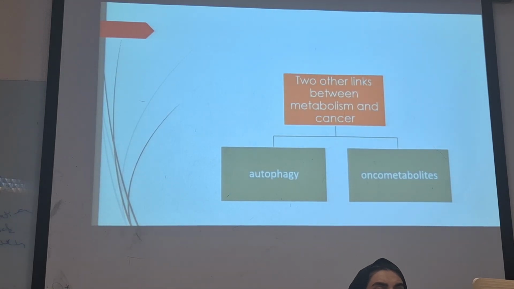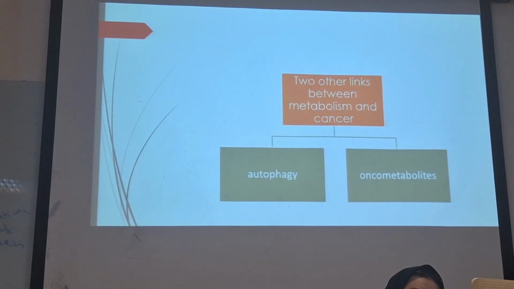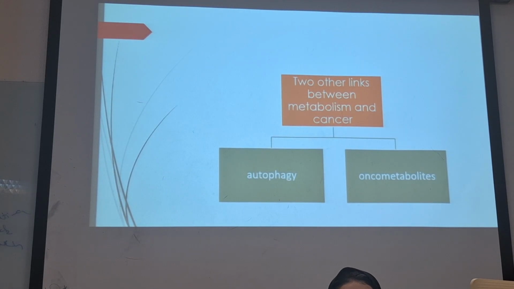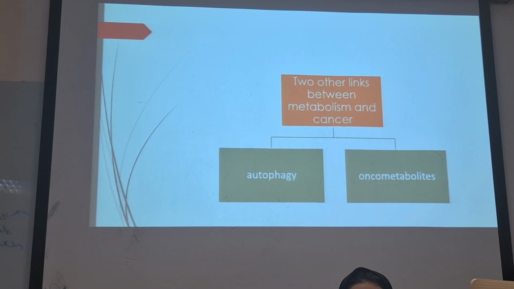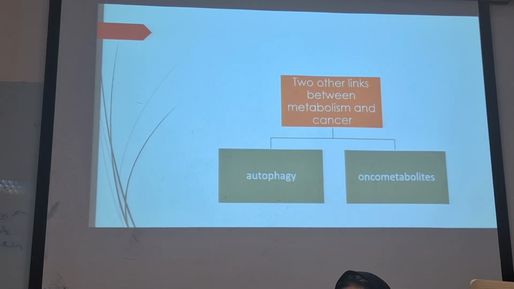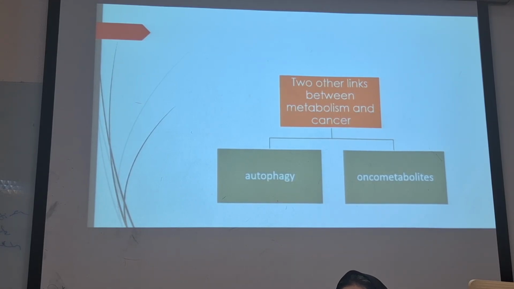There are two other links between metabolism and cancer. One of them is autophagia and the other one is oncometabolism. Oncometabolism is a new entity, with some new enzymes and new molecules found in the metabolism of tumors, and now we have some factors for chemotherapy and for making targeted therapy for them.